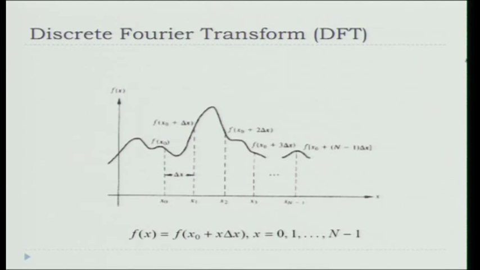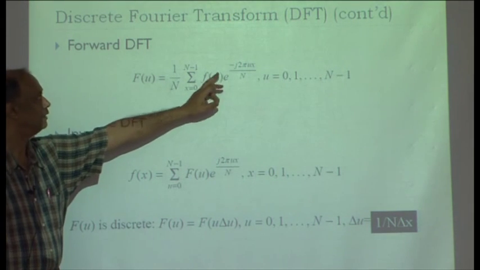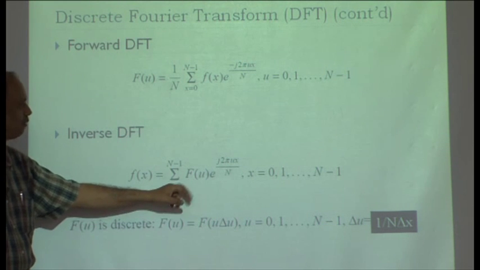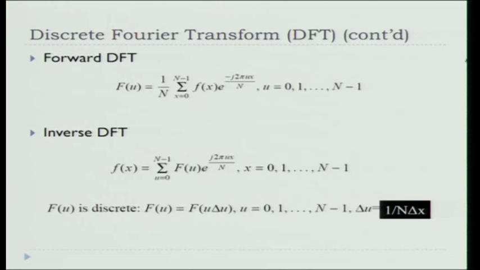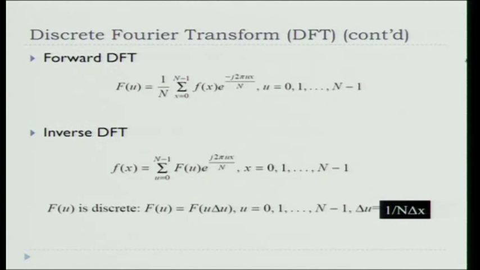And the forward DFT formula is F(u) equals 1 by n summation f(x), this is a one dimensional thing, e to the power minus j 2 pi u x by n, and the inverse is summation over u equals 0 to n minus 1 F(u) e to the power j 2 pi u x by n. This should be again i delta u, and delta u is equal to 1 by n delta x.